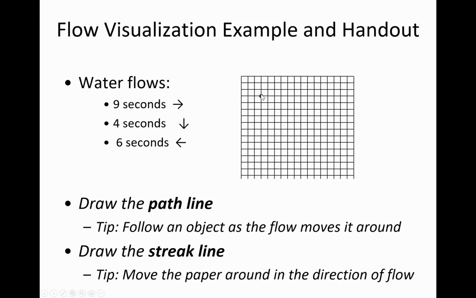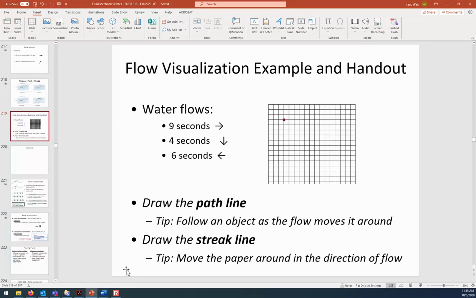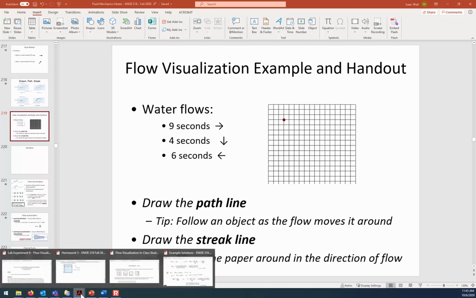And if the water is going at the same velocity during each of these time intervals, like if we say it's just moving 1 square during each second, then it'll be pretty straightforward to draw the path line. You just basically track where the particle is getting pushed around to. And so the tip here is you just follow the object as it moves. But then in the case of the streak line, what's easier to do if you want to draw the streak line, let me open up that handout that I gave you.